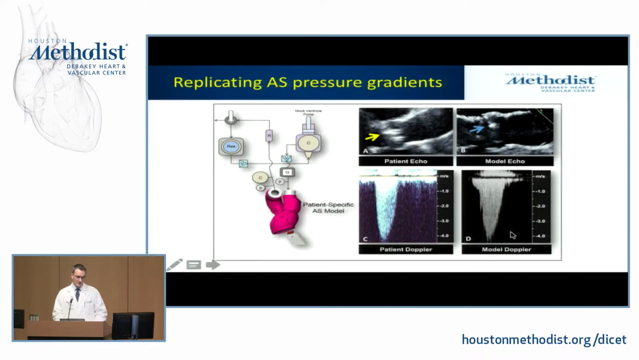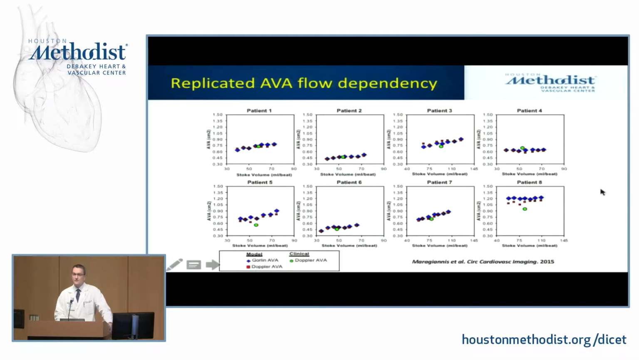But this is the interesting one. If you replicate the flow volume and the stroke rate, you actually find out that the Doppler velocity profile looks very similar between the model and the patient. So that led us to say, well, we can actually replicate the function of aortic stenosis.